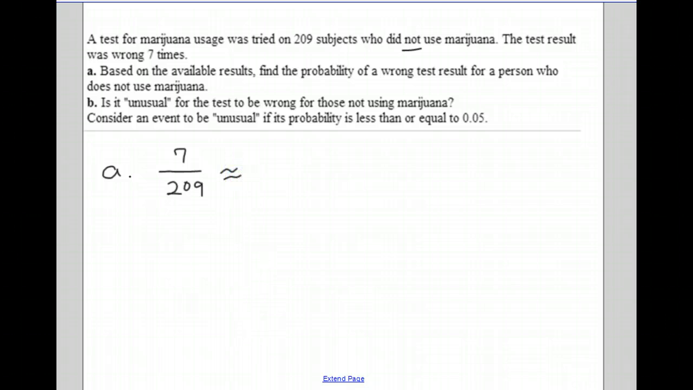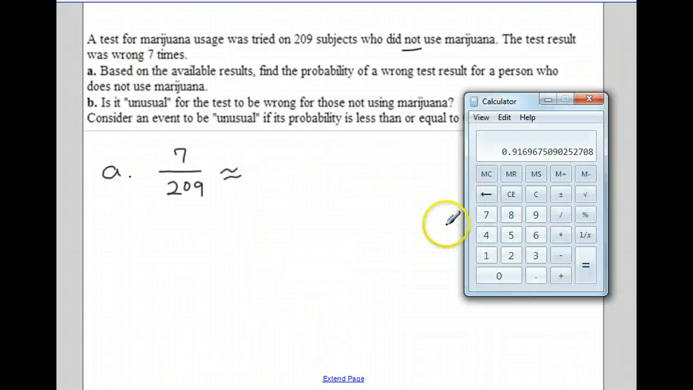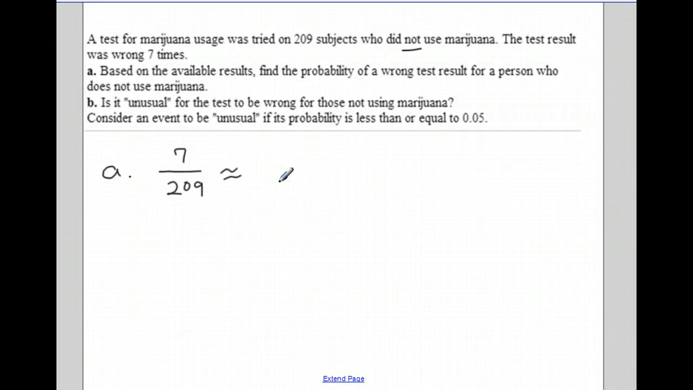Alright, again, I'm going to round this to 3 places. So this is what empirical probability does. It takes 0.033. It takes data that's already been collected or data that you could collect, and it approximates a probability based on that data. Alright, and then B is, is it unusual for a test to be wrong?